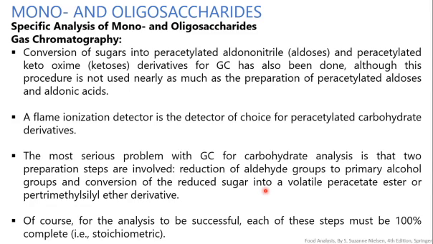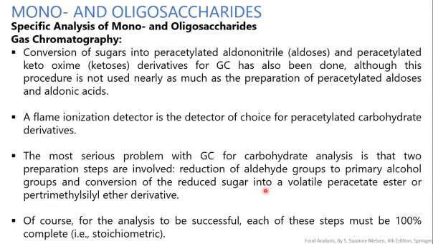So there are various kinds of detector in the GC, that is flame ionization detector, electrochemical detector, then we have mass detector. So the flame ionization detector is generally used for the analysis of per-acetylated carbohydrate derivatives. The most serious problem with GC for carbohydrate analysis is that two preparation steps are involved, that is the reduction of aldehyde groups into the primary alcohol groups, and then conversion of reduced sugar into the volatile peracetate ester or per-trimethylsilane ether derivatives. So these are the serious problems.